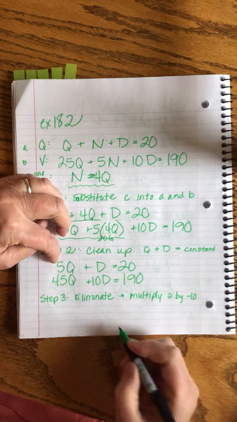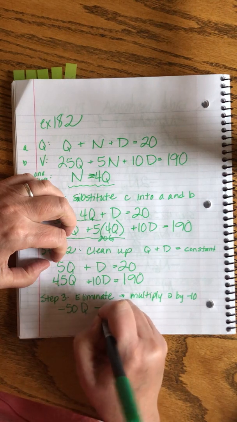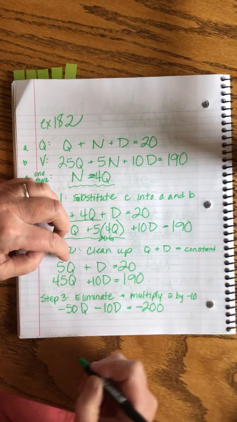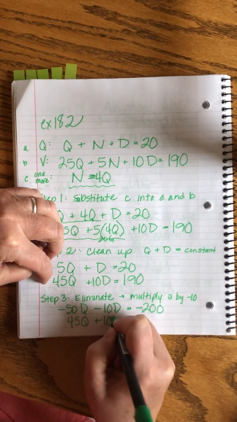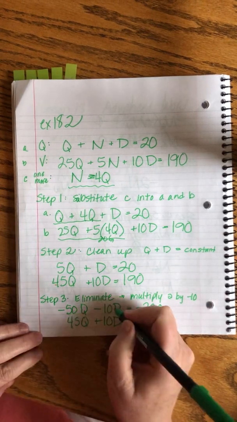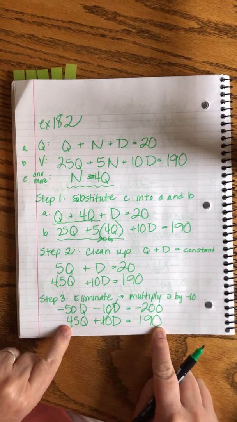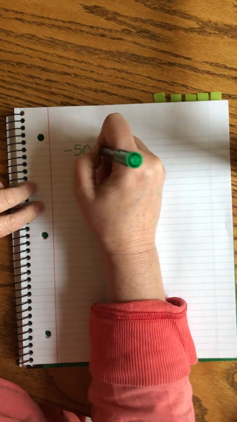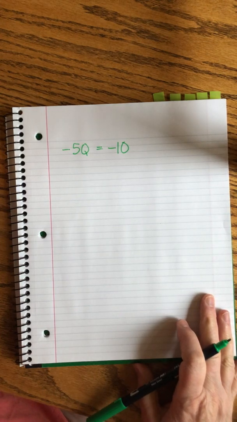Okay, so I'm multiplying the top row by -10. Minus 50q minus 10d equals -200. And then the second row we leave the same. 45q plus 10d equals 190. This is going to cancel, and I'm going to get minus 5q equals -10. Ready? I'm going up top. Minus 5q equals -10. Yay! That looks so solvable.